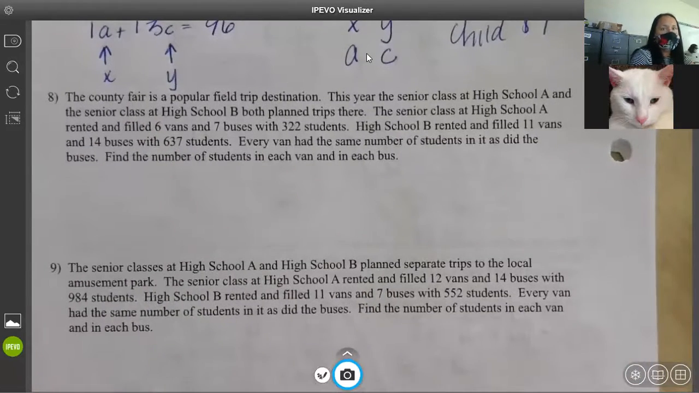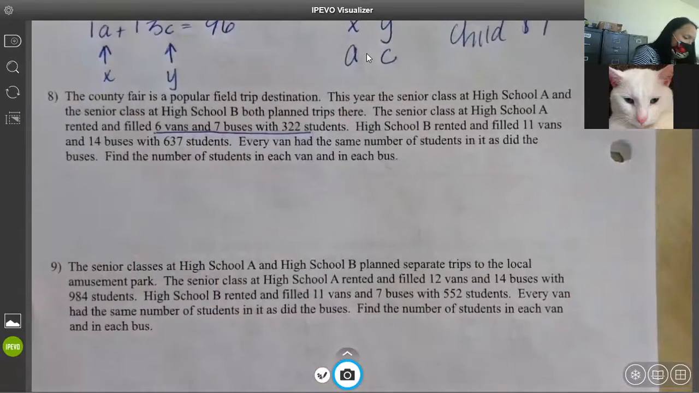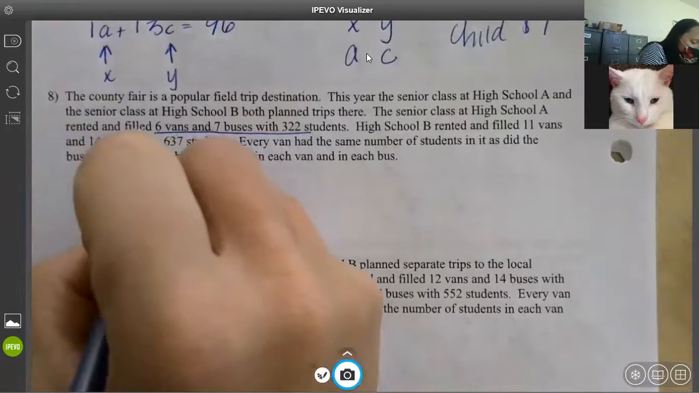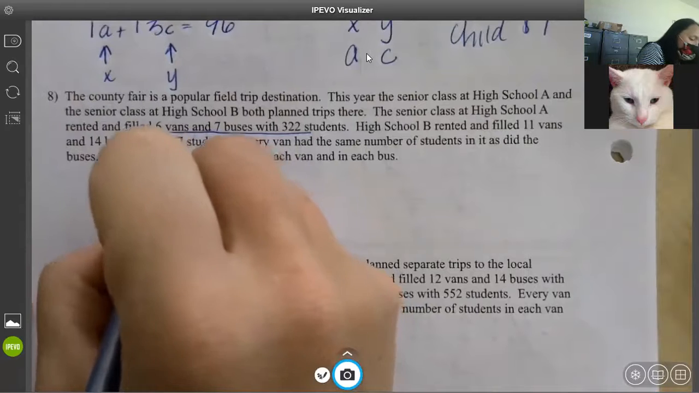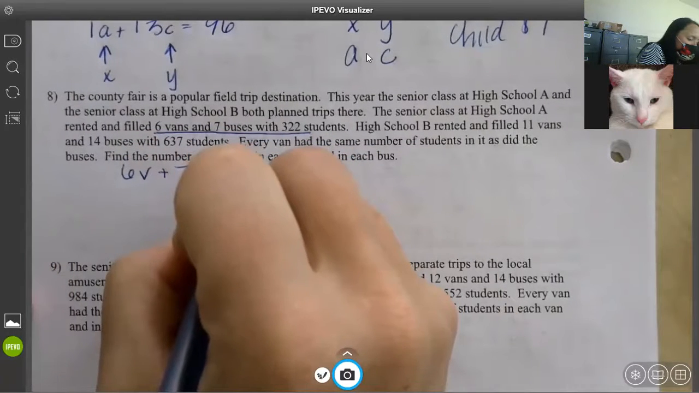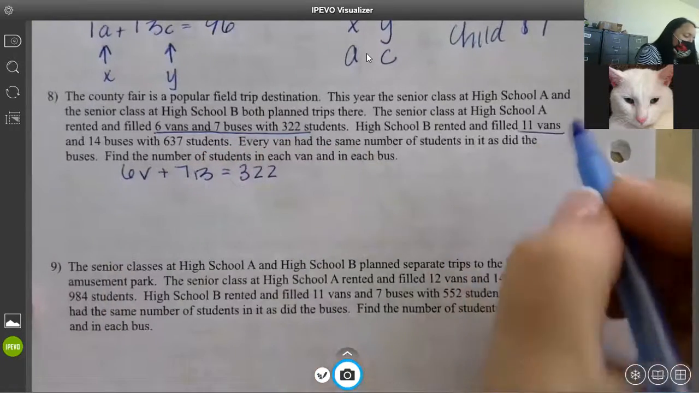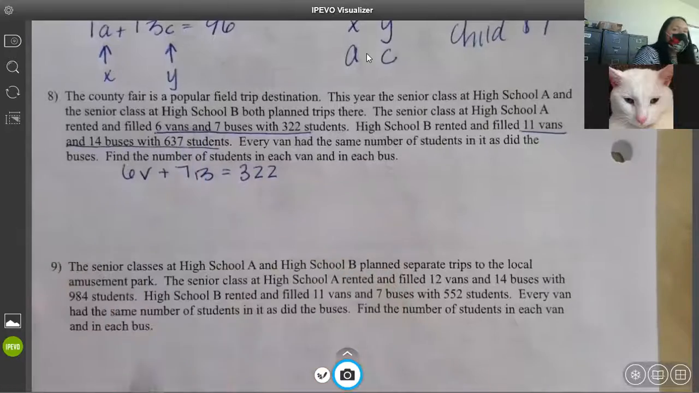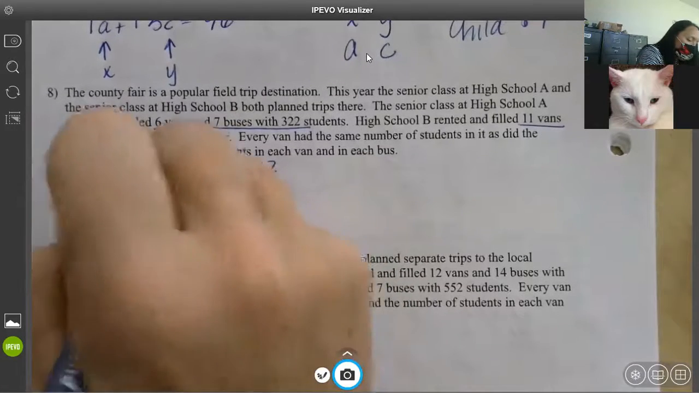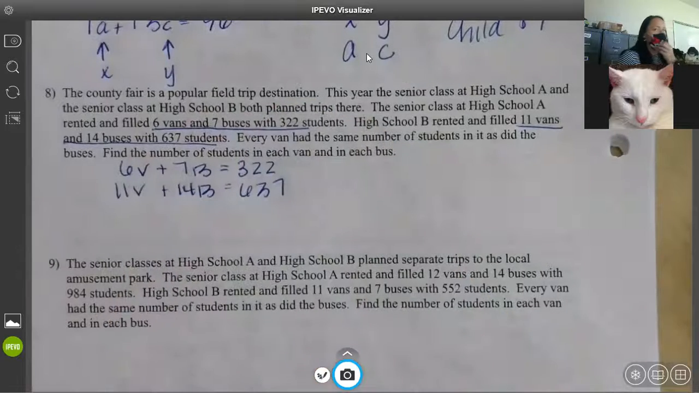All right, the county fair is a popular field trip destination. This year, the senior classes at high school A and B both plan trips there. The senior class at high school A rented and filled 6 vans and 7 buses with 322 students. So 6A plus 7B equals 322. High school B filled 11 vans and 14 buses with 637. So 11A plus 14B equals 637. Perfect.